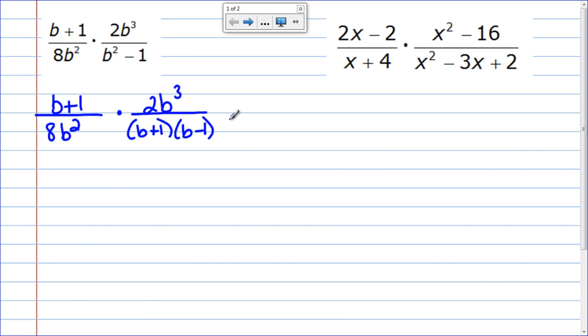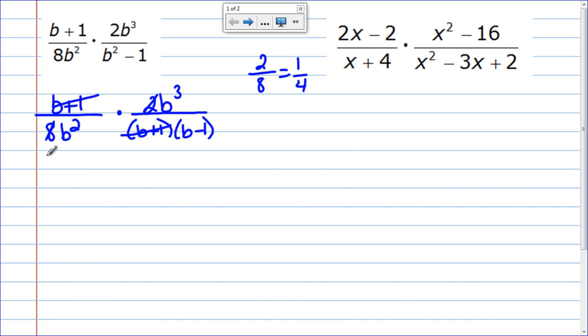But this b squared minus 1, since it's a difference of two perfect squares, becomes b plus 1 and b minus 1. And when we go to simplify, you can simplify any numerator and any denominator. What you cannot do is simplify numerators with numerators or denominators with denominators. It has to be a numerator and a denominator. So this b plus 1 and this b plus 1 cancel each other out. At the same time, I can simplify 2 over 8 because it's just like having this fraction 2 over 8, which simplifies to 1 over 4.